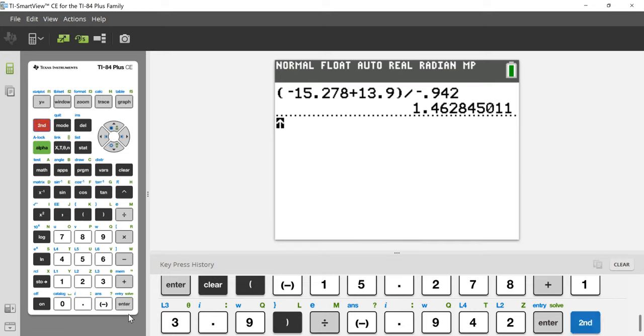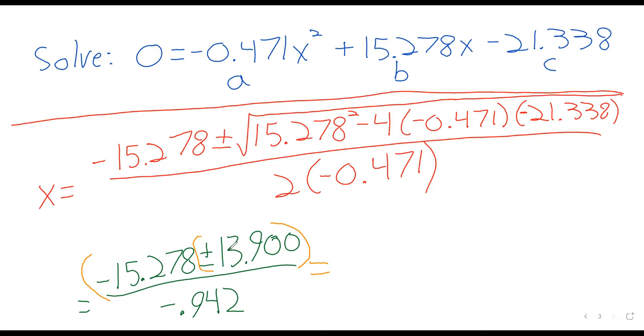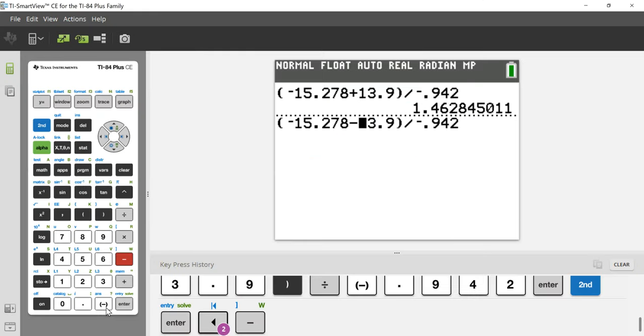There is another solution. Remember, plus or minus, so that other solution is 30.974. So 1.463 and 30.974.